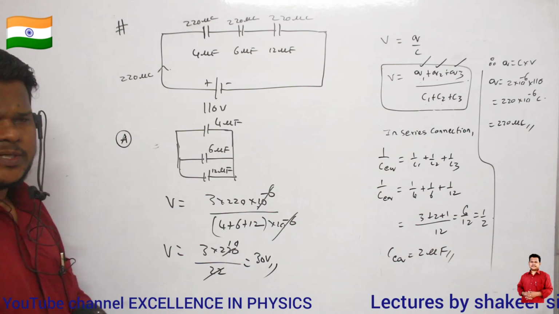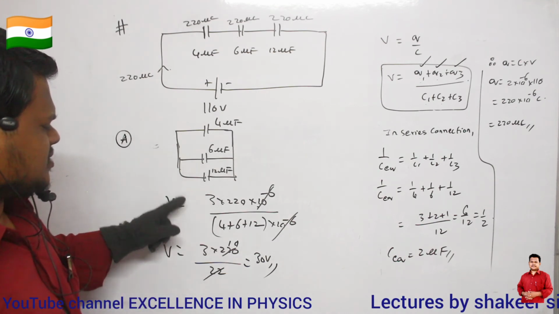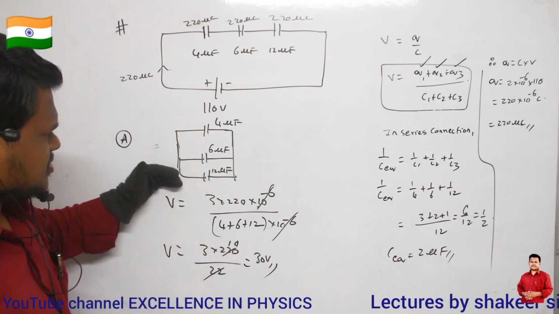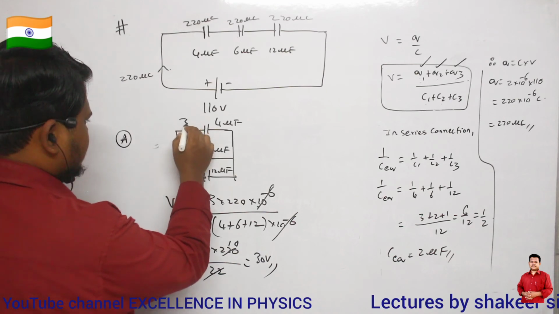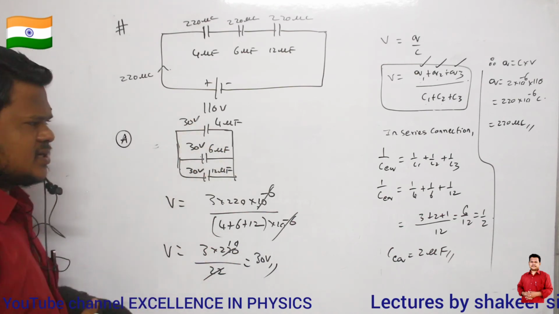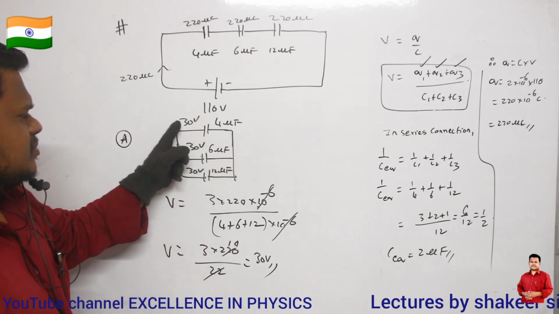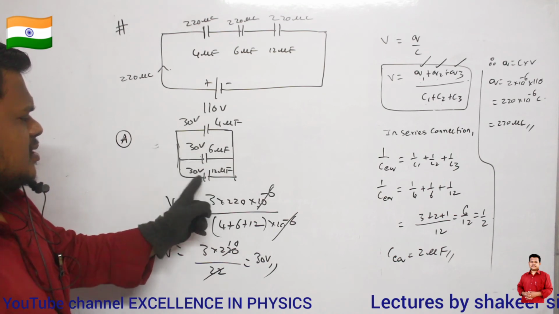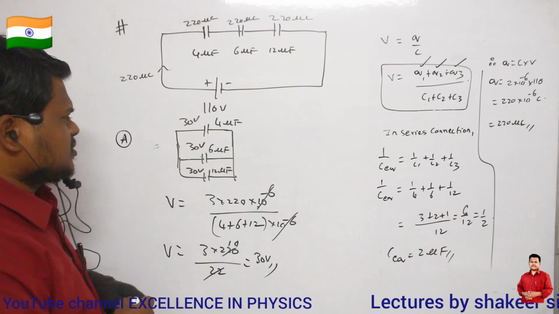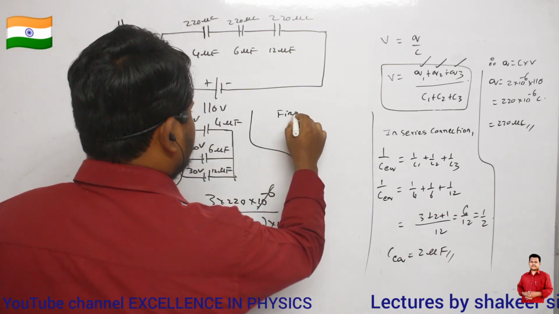That's all. Clear now? So the common potential present on each capacitor is equal to 30 volts. On each capacitor, what is the potential? 30 volts. Here also the potential is 30 volts. Here also the potential is 30 volts. So I know the capacitance, I know the potential. So can't I calculate the charge stored on each capacitor? So the final charges.